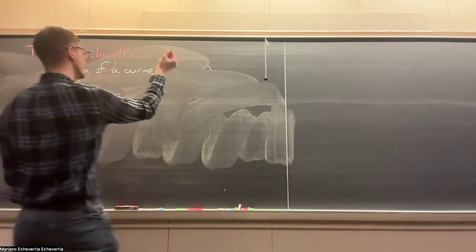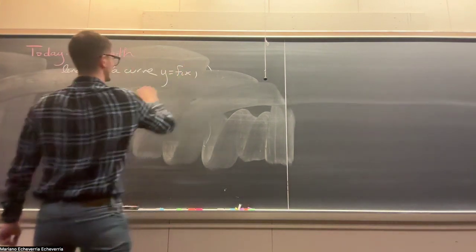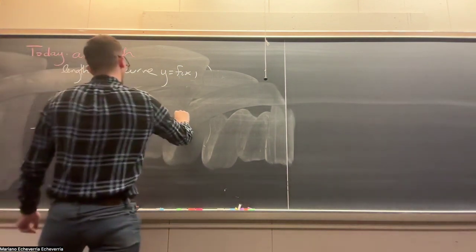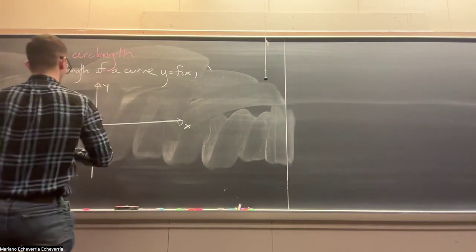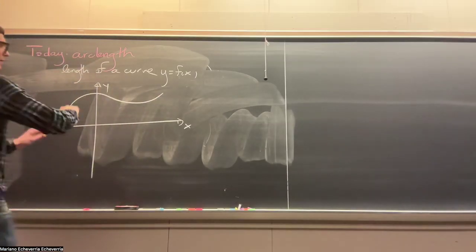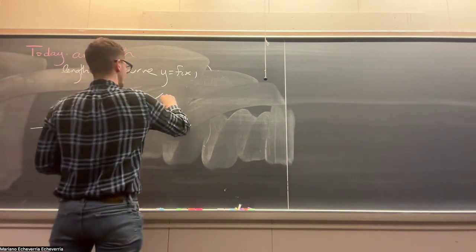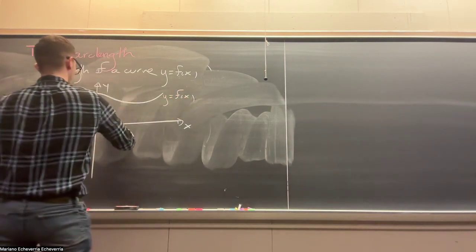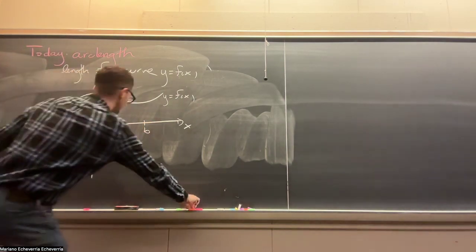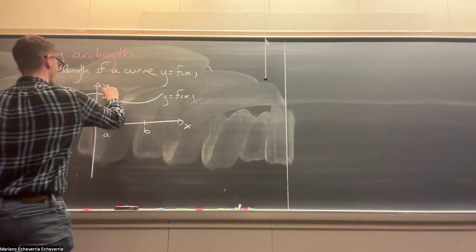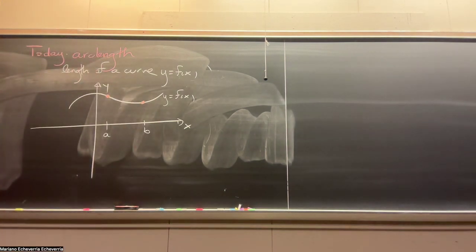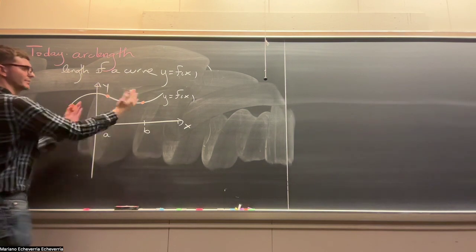To be more specific, we want to think of that curve as being given by the graph of a function of one variable. Think of maybe this as a graph of a function y equals f of x. You take a value a and a value b, right? Each of these values gives you a point here. And then there's a piece of the function between these two points.